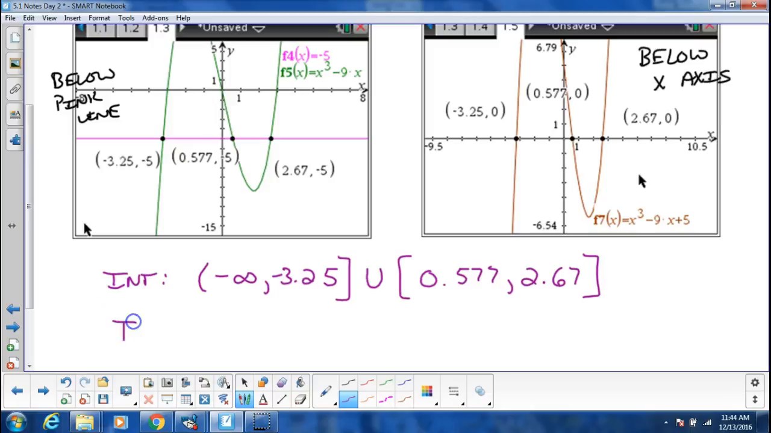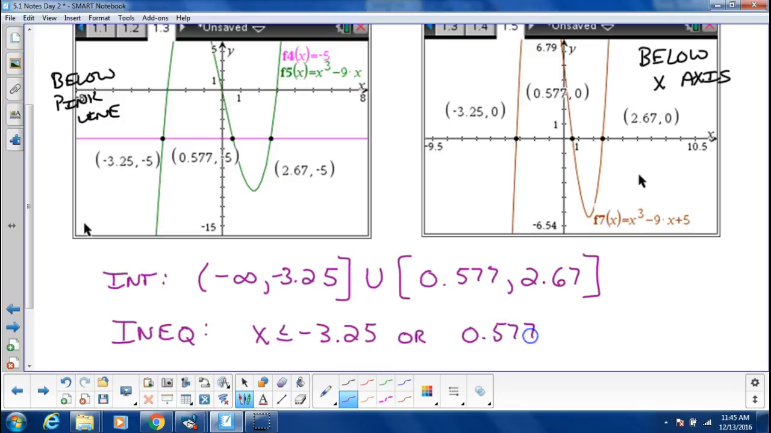The inequality of the exact same thing would be x is less than or equal to -3.25, or 0.577 is less than or equal to x is less than or equal to 2.67. Yes?